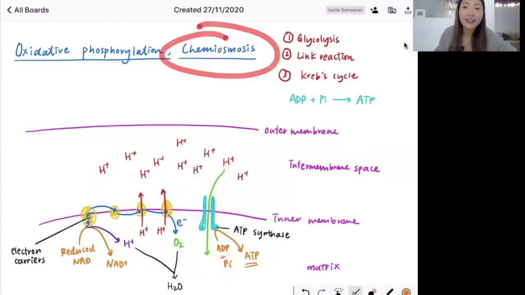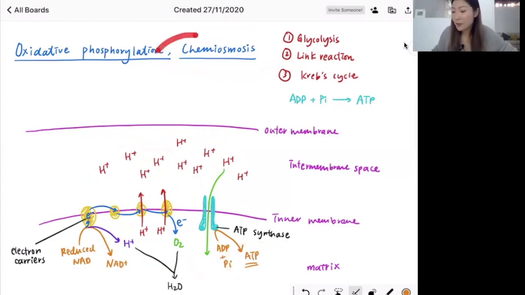If you're answering an essay question for IB, the term chemiosmosis usually would give you 1 mark. If I were you, I would just write chemiosmosis. Make sure you know chemiosmosis is a type of ATP production method coupled with the flow of hydrogen ion.